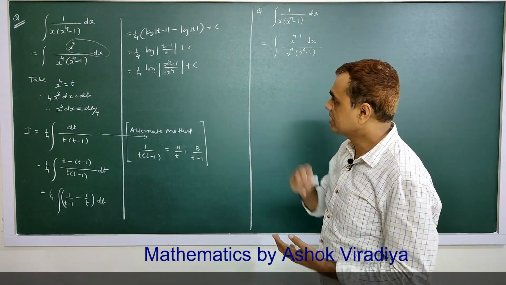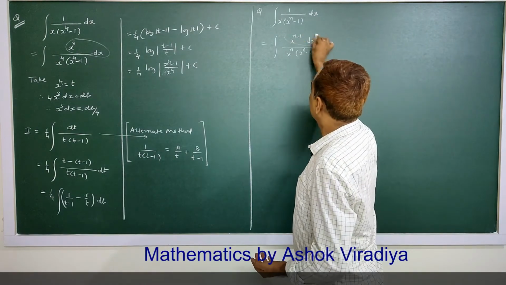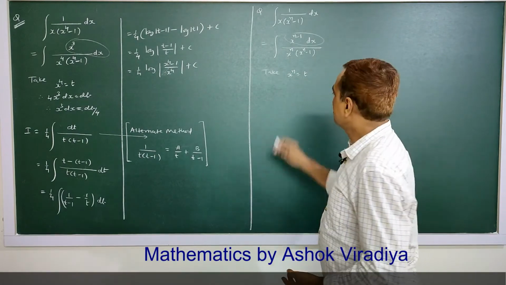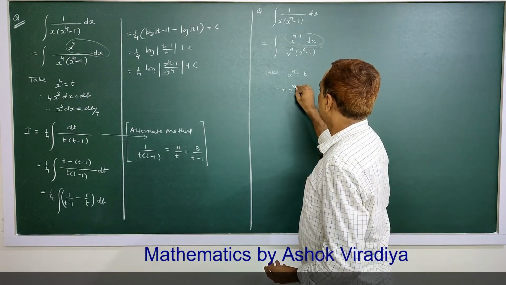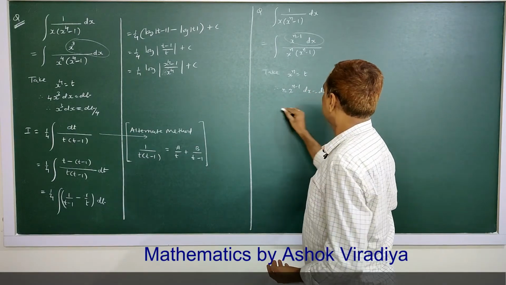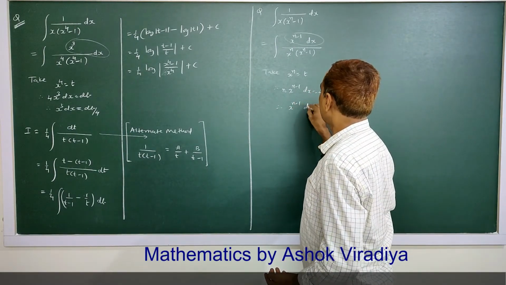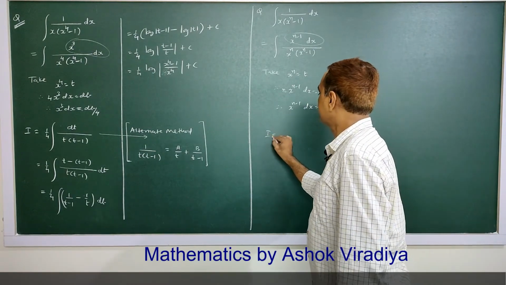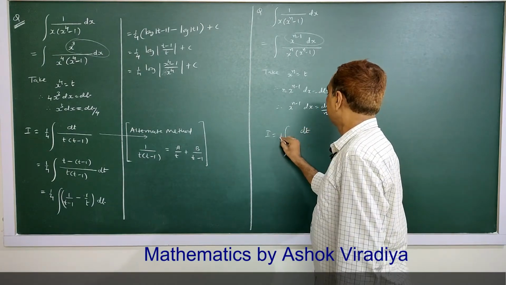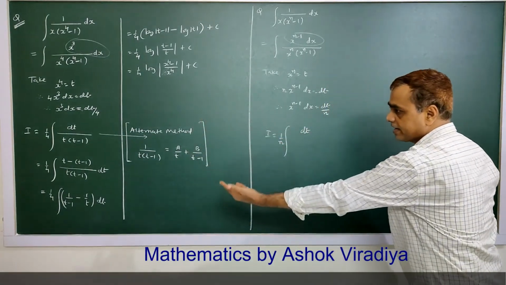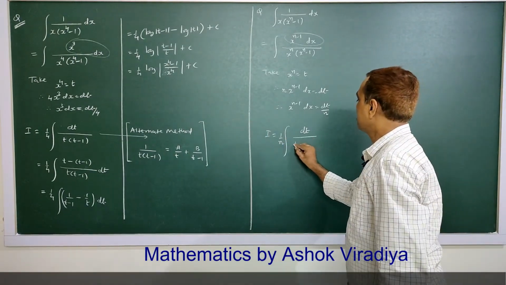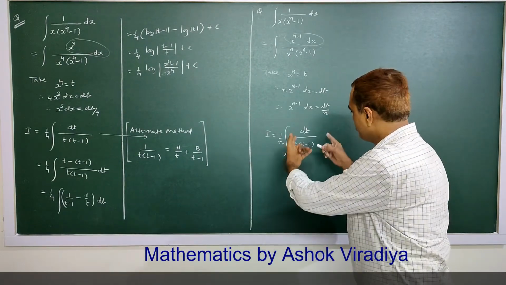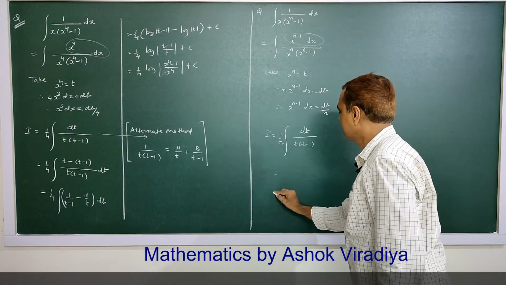And now look, a similar procedure. This can be removed by taking x raised to n equal to t. So therefore n x raised to n minus 1 dx is dt. So x raised to n minus 1 dx is dt by n. So the integral is dt by n upon t into t minus 1. See, exactly the same pattern we are getting. And now you can solve by this method. You can finish it.